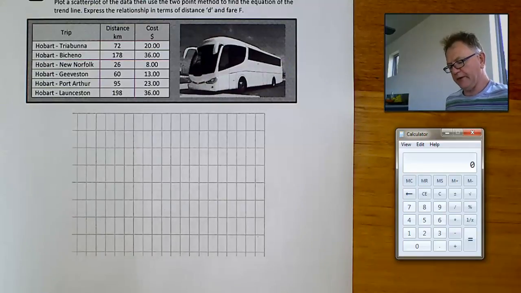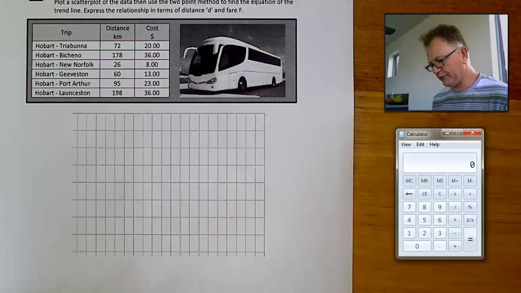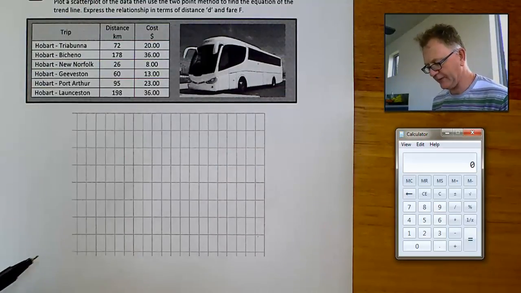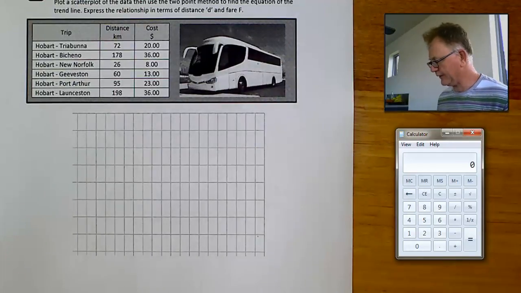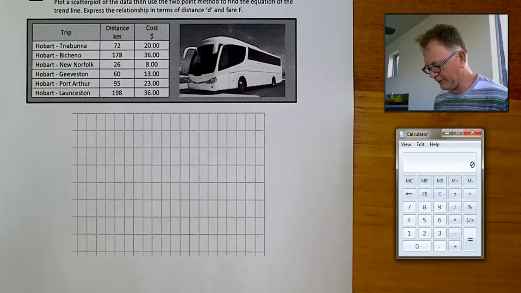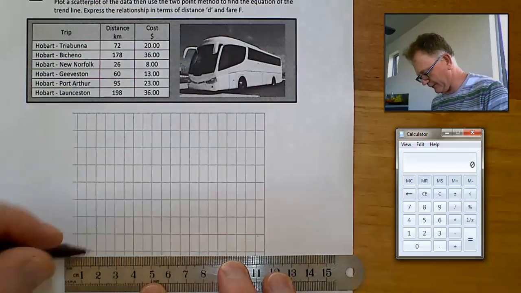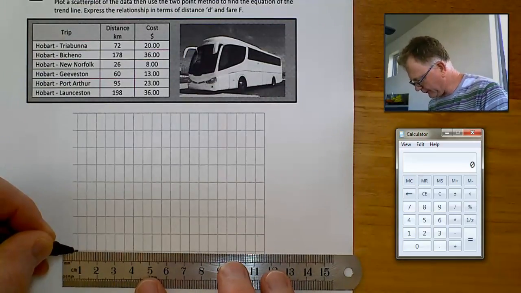Another linear modelling example. This time we have to work out an equation which would represent the cost of a bus fare if you knew the distance that the bus was travelling. So the first job is to plot the data on a scatter plot. So we're going to put distances along the bottom of the graph, and we're going to put fares up the side. So those distances have to go up, it looks like, to a maximum of about 200.